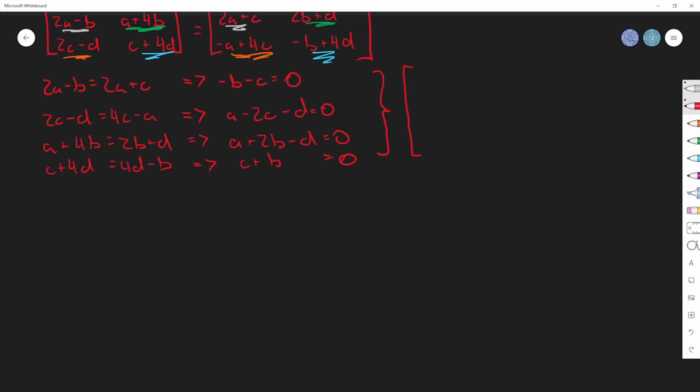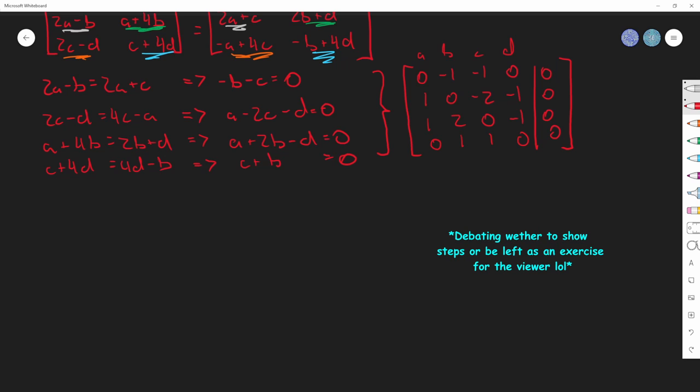And so we have here, this would be a, b, c, and d. So it'll be 0, negative 1, negative 1, 0, 1, 0, negative 2, negative 1, 1, 2, 0, negative 1, 0, 1, 1, 0, and the augmented column is all equal to 0. So right here, we have to put this in row reduced echelon form.